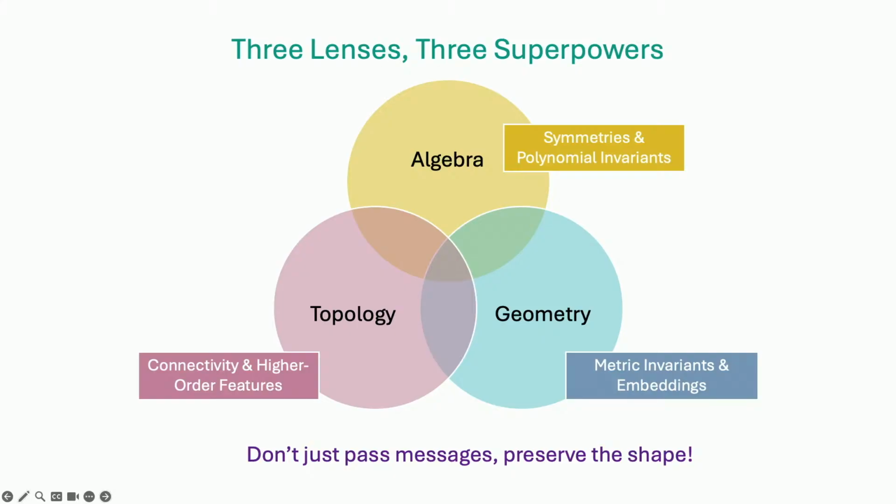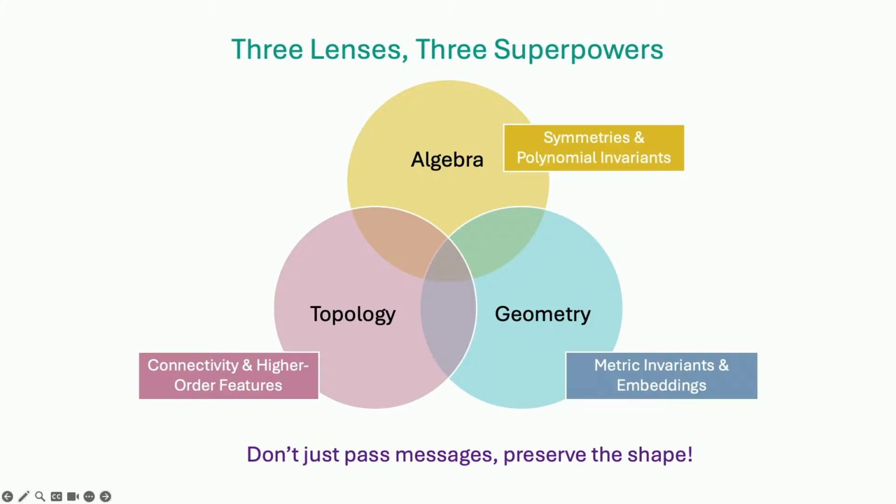But for me, I also see them as three superpowers. The idea is that you can enrich your models by adding features using algebra, topology, and geometry before you do your processing. You can add features before message passing, you can constrain your architectures and define new kernels, and do lots of things here.